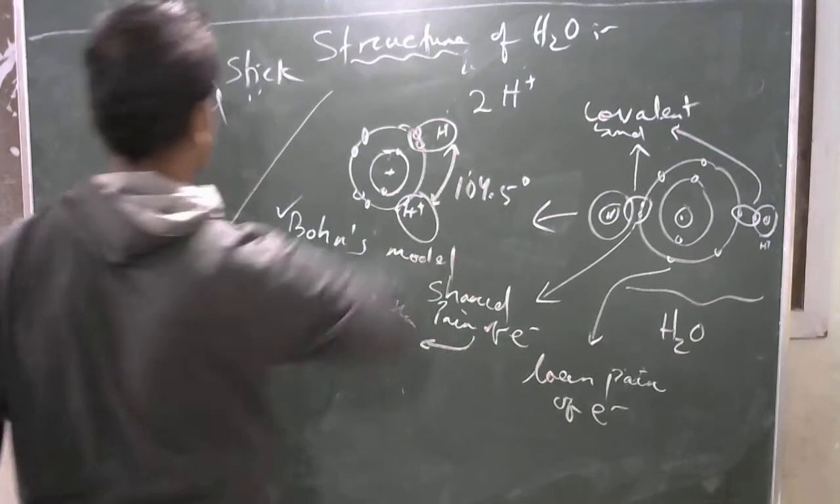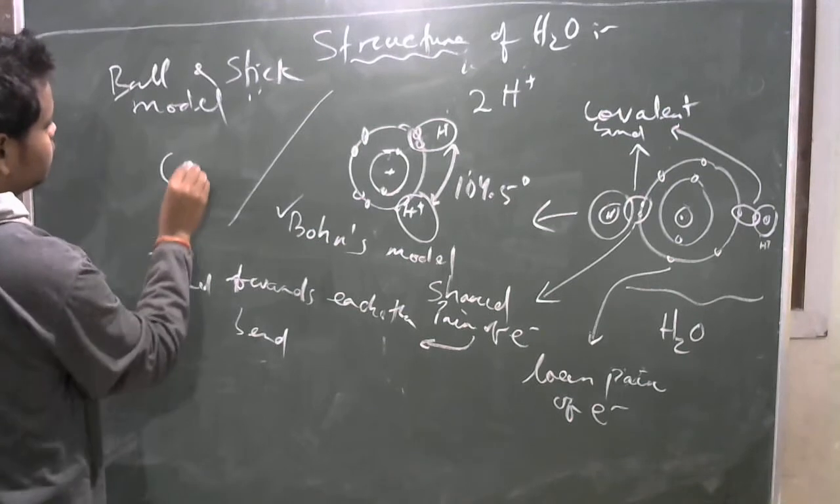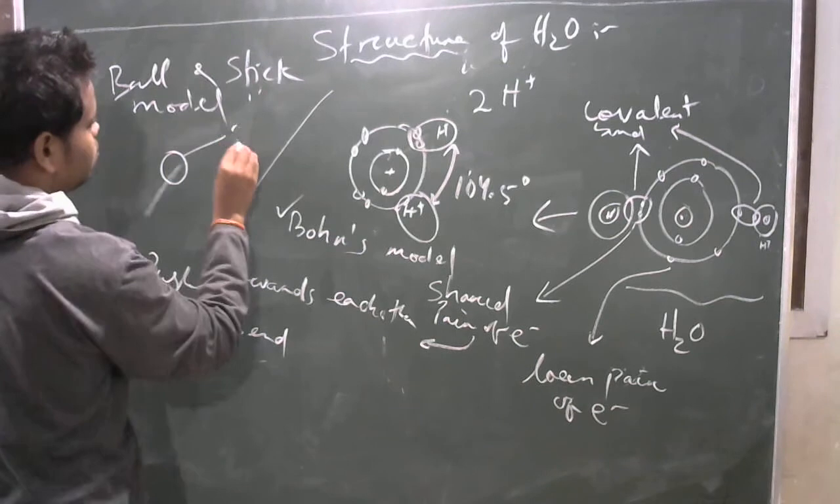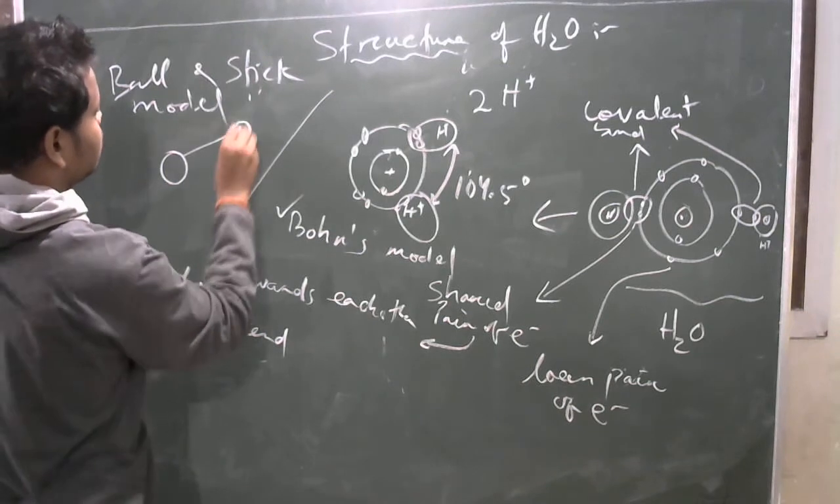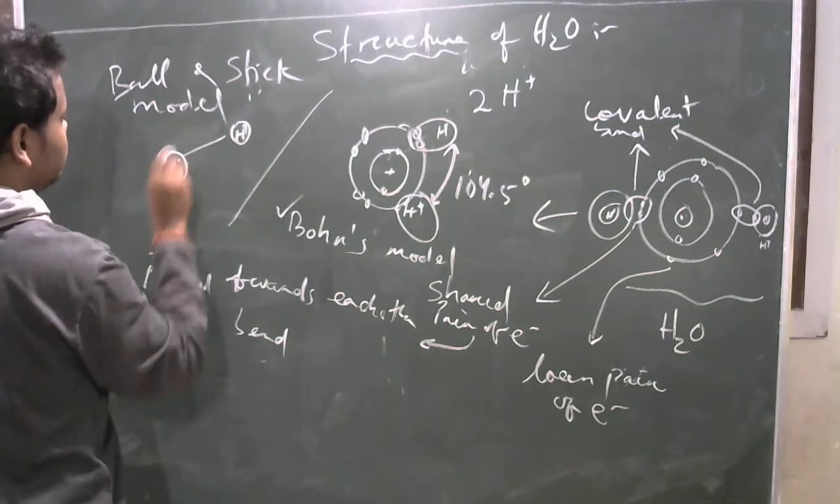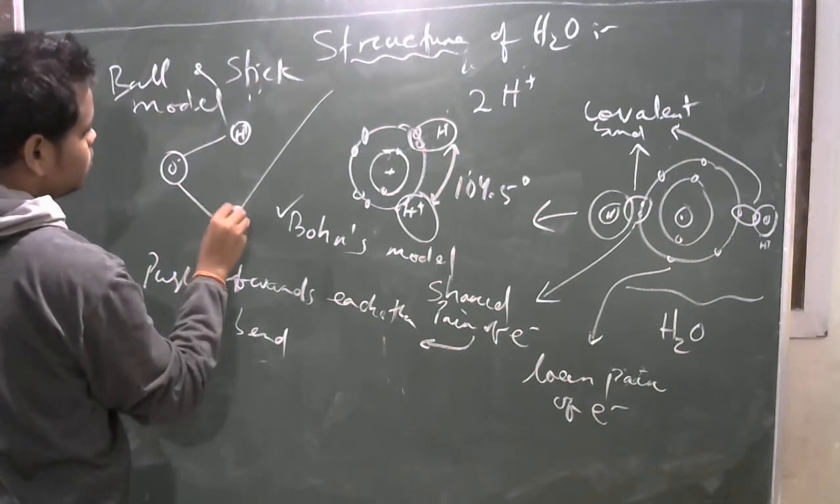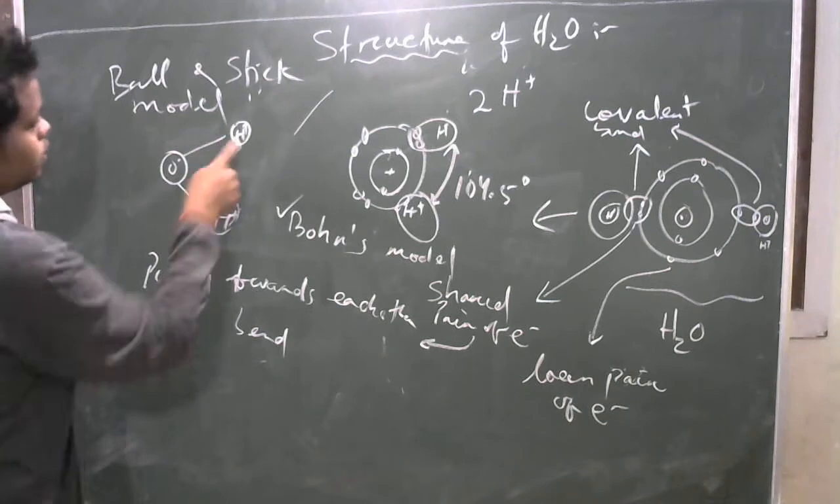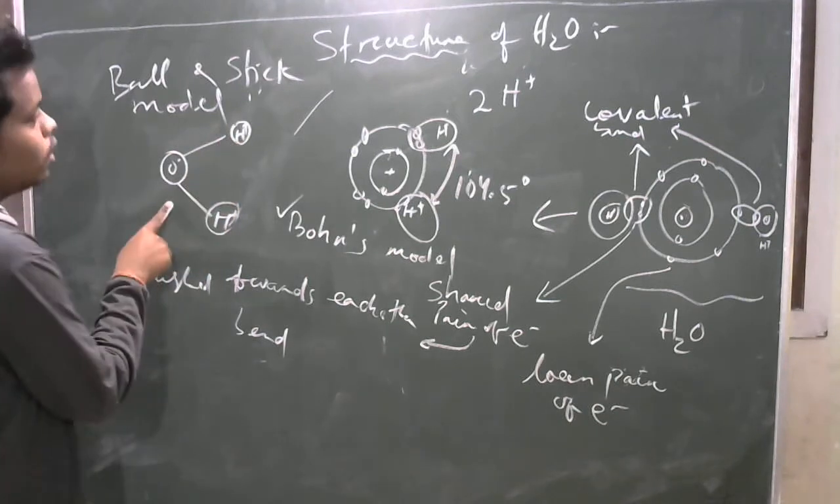Then it is like this. This is the oxygen atom with this hydrogen atom, H plus. Oxygen atom is bonded with two hydrogen atoms. This is the ball and stick model.